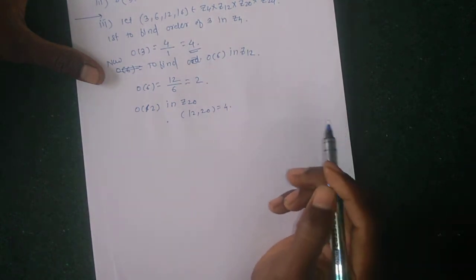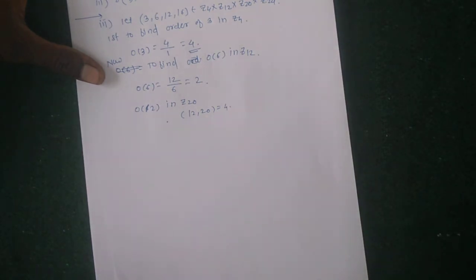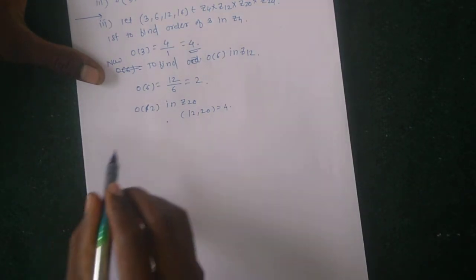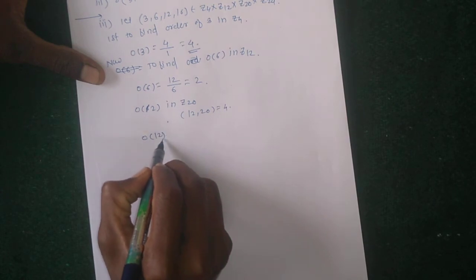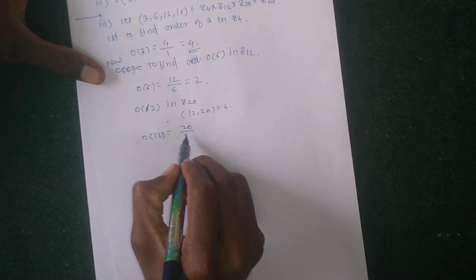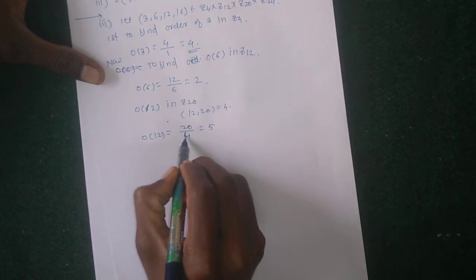Okay, GCD of 12 and 20 is 4. So the order of 12 is 20 divided by 4, equal to 5.